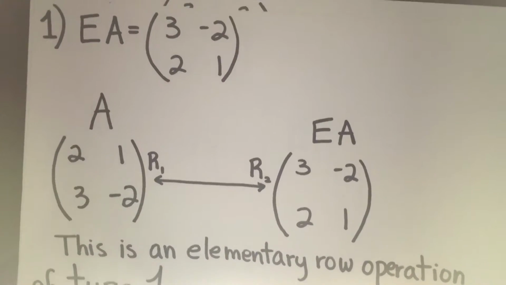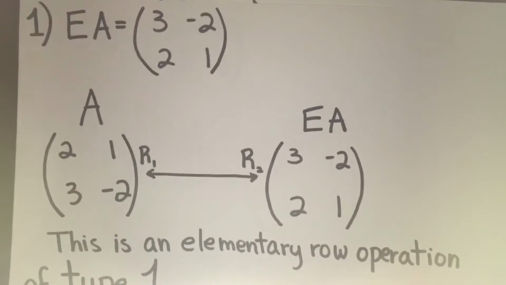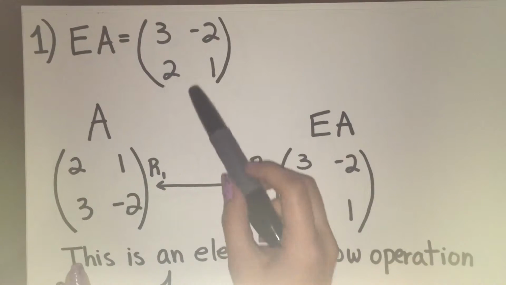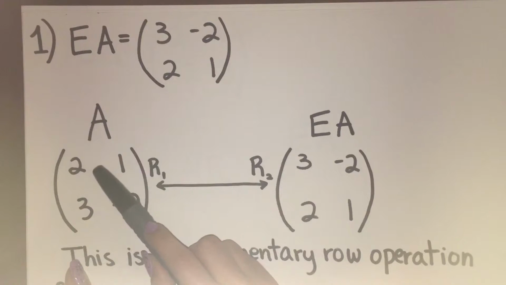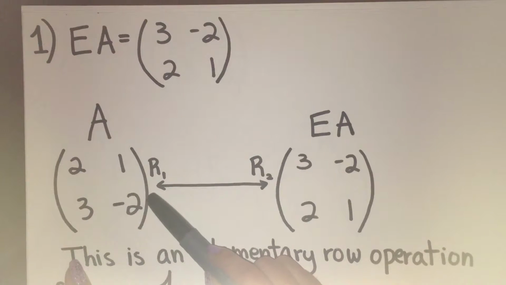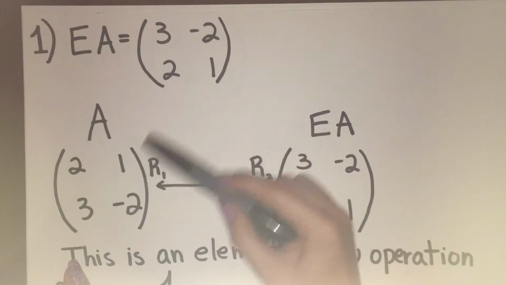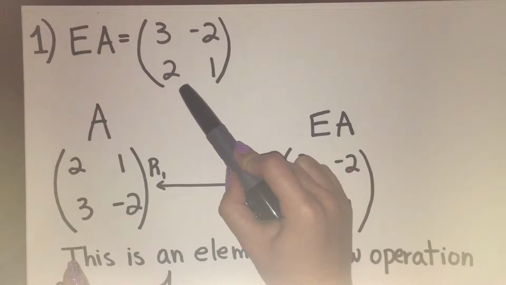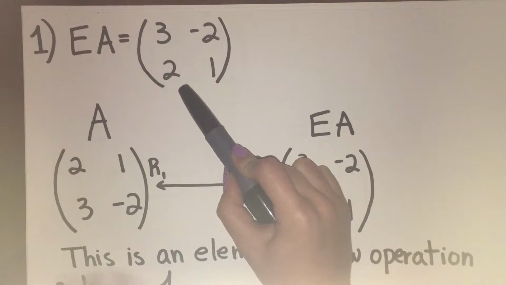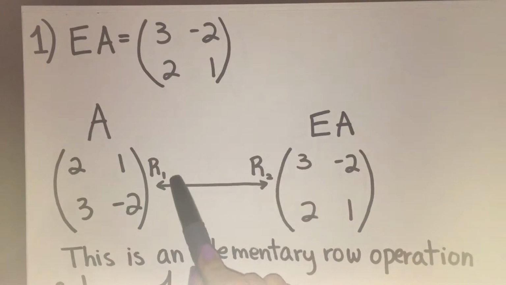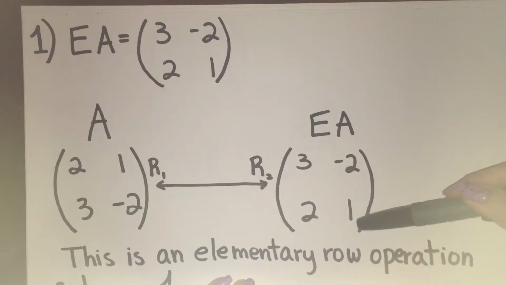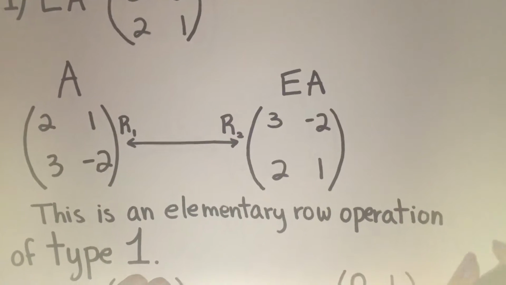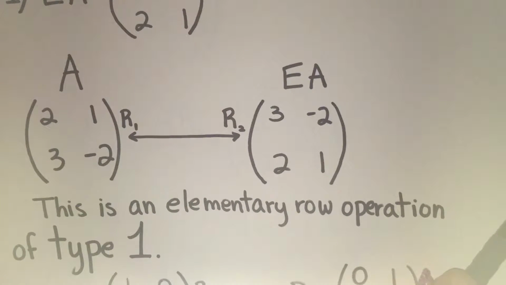So for the first case, we have that EA equals 3, negative 2, 2, 1. Now A equals 2, 1, 3, negative 2. Simply by looking at these matrices, we can tell that there is one elementary row operation, a type 1, in which row 1 and row 2 are switched. This is an elementary row operation type 1.